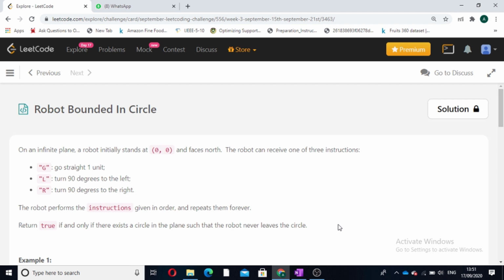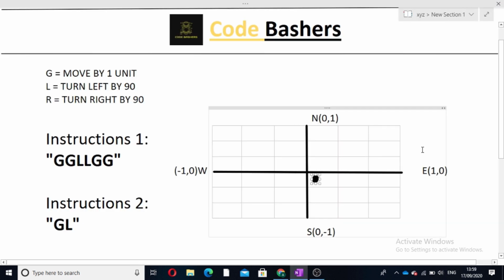In this question, we have to return true when a circle is found, and when the circle is found, it means that the starting position and the ending position of the robot after doing certain instructions is same. So we have to return true in this case. Now let's look at the examples for this code.